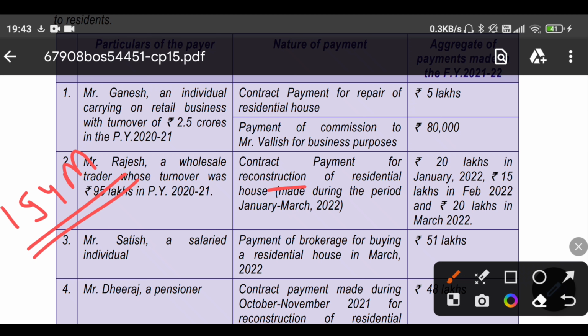So contract payment for reconstruction of residential house made during January-March 2022, we have to check whether total payment is exceeding 50 lakhs or not. So total payment we can check: 20 lakh plus 15 lakh plus 20 lakh in March. Okay, so total payment is 55 lakh, so it is exceeding 50 lakh in a particular financial year, so TDS is required to be deducted at the rate of 5%. So 55 lakh into 5%, 2,75,000 is required to be deducted under section 194M.